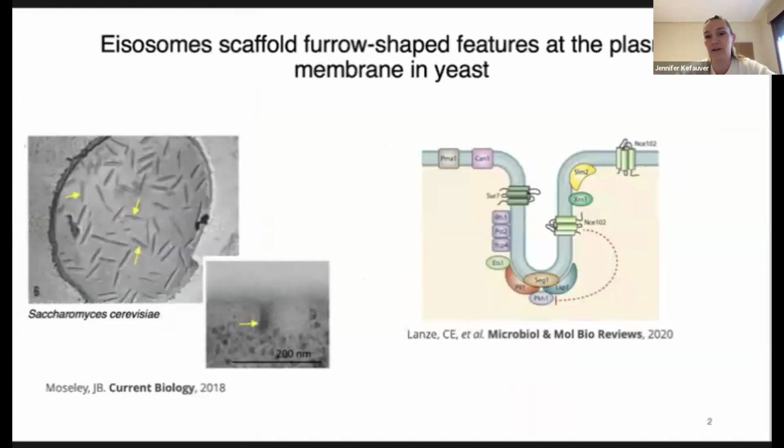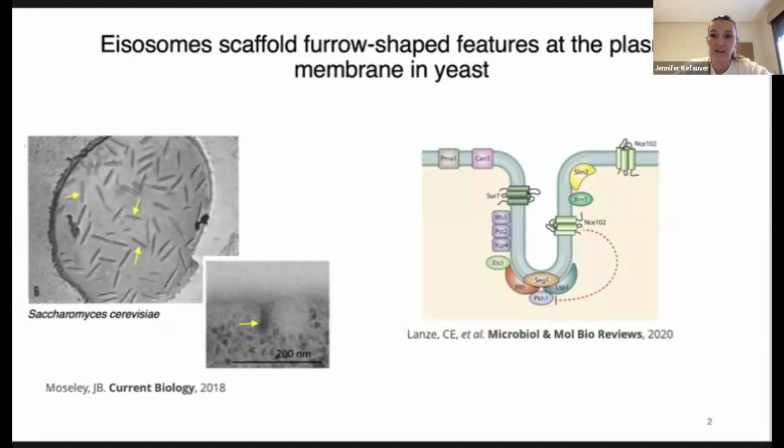So all cells must respond to mechanical and osmotic forces in order to protect the integrity of their membranes. They've all needed to develop mechanosensitive mechanisms to sense and respond to these forces in order to survive. So today I'm going to talk to you about an interesting example of a mechanosensor, that is the yeast eisosome.